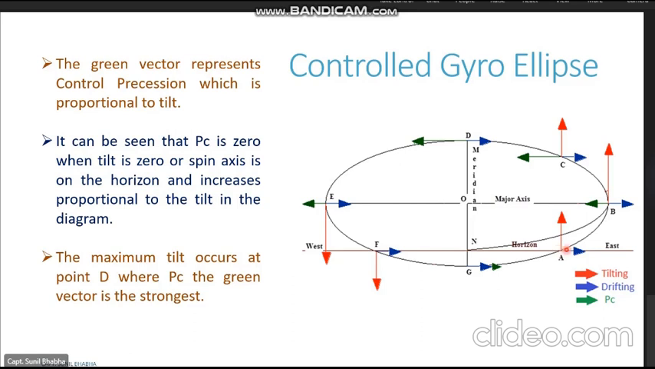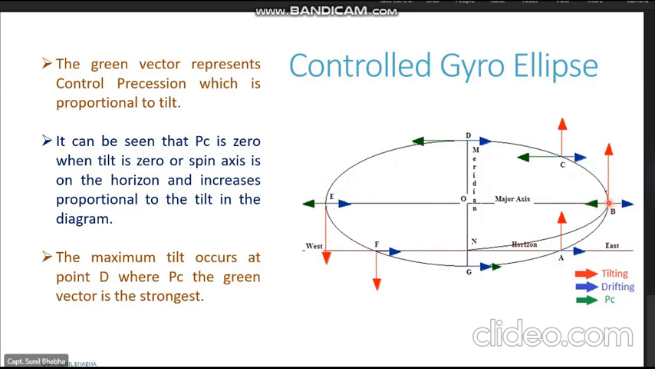After point A, the spin axis moves along the ellipse and reaches point B. Now at point Bravo, we have some upward tilt. Because of this upward tilt, you see the control precession is now generated. The green arrow is present here, and this control precession is acting in the westerly direction. We know when the tilt is up, the control precession acts westwards.